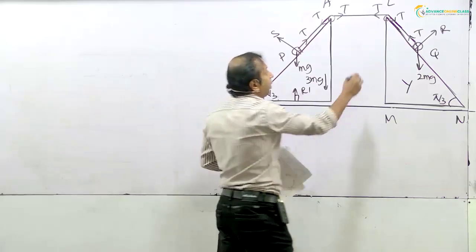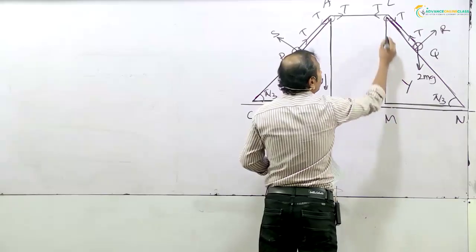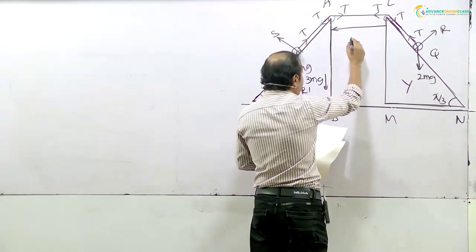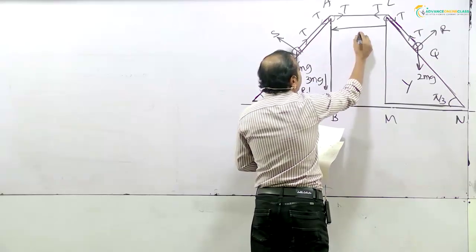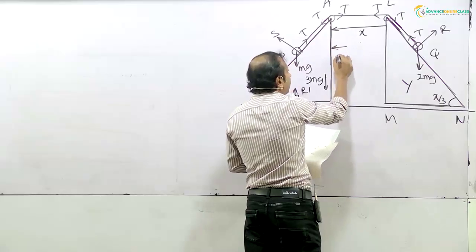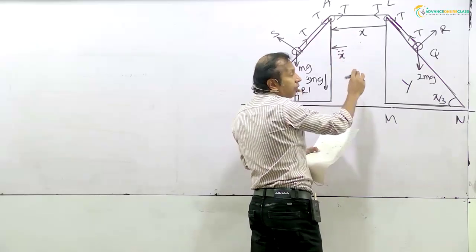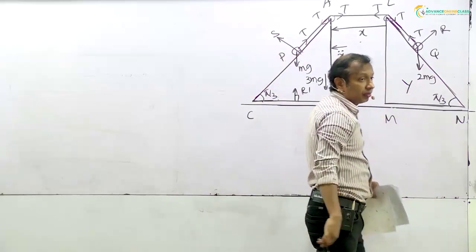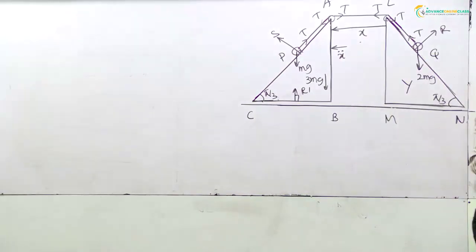We measure distance from here. This y is fixed, therefore this y is like Earth. This length I take as x. If this length is x, the acceleration is x double dot. Remember, the arrowhead should be with the moving object. Don't measure the other way. Always arrowhead should be with the moving object. Okay.